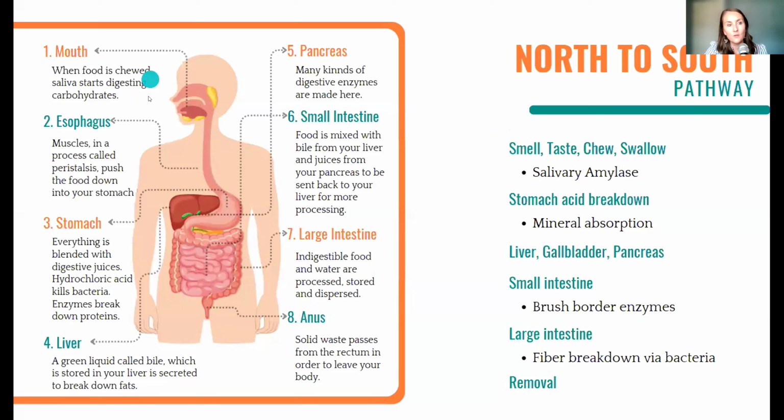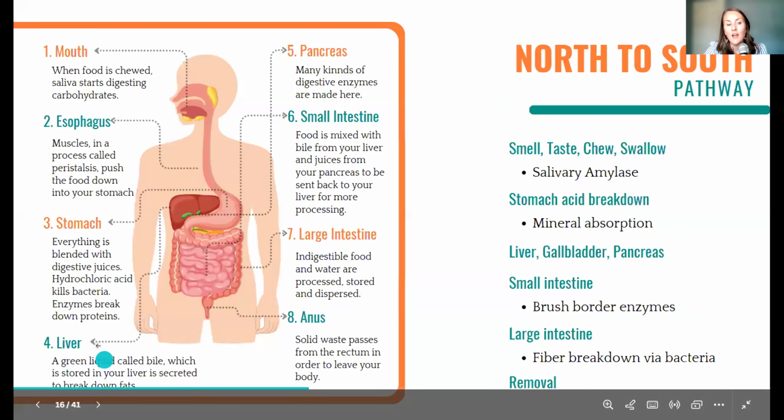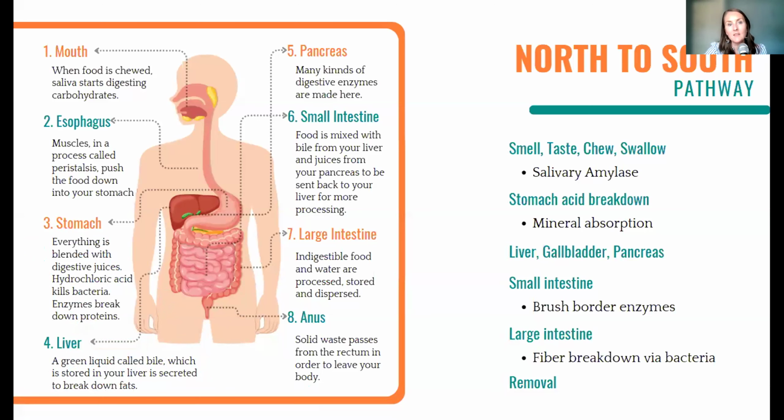So we have to chew our food. Then the esophagus has to push food down through peristalsis into your stomach. Then we need everything blended with hydrochloric acid to kill off bacteria or pathogens that we're exposed to and to help break down proteins and help us extract nutrients from our food. Then the liver secretes bile. The liver and the gallbladder work together with this to help our body digest fats.